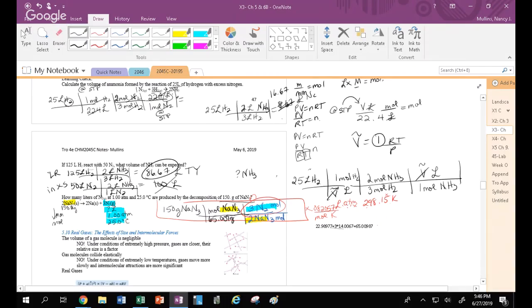So if I look carefully, my moles are now going to cancel because all the other moles have canceled already. Grams have already canceled. We've got Kelvin on top and Kelvin on the bottom. We've got, oh, I erased my 1 atmosphere. Atmospheres on top and atmospheres on the bottom. And now my answer is going to be in the unit of liters.